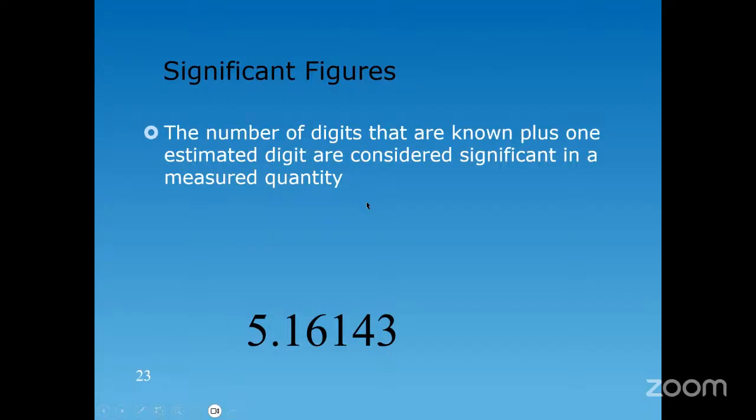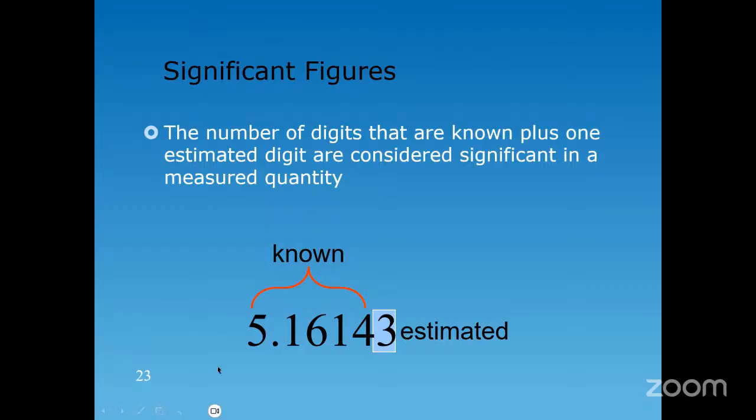So let's say, for example, you're given this number, which represents pretty much any quantity. Could be the mass of something or the volume of something. Then basically, the first 5 digits you'll be certain about, and they're known. The last digit, the 3, would be an estimated digit, all right? So therefore, collectively, you have a total of 6 significant digits being expressed here, if this represents a measured value of some sort, all right?